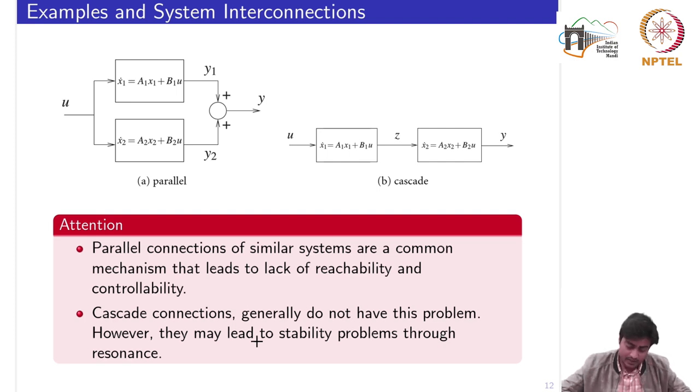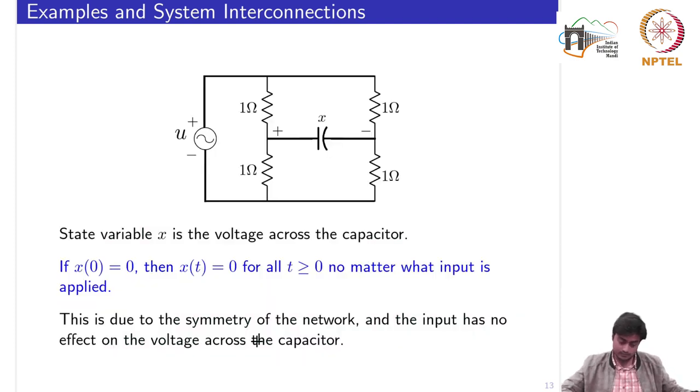Okay, so this parallel combination you could see in many industrial processes, particularly in the chemical process industry, where multiple tanks are supplied by a common control input. This could lead to the lack of reachability and controllability.